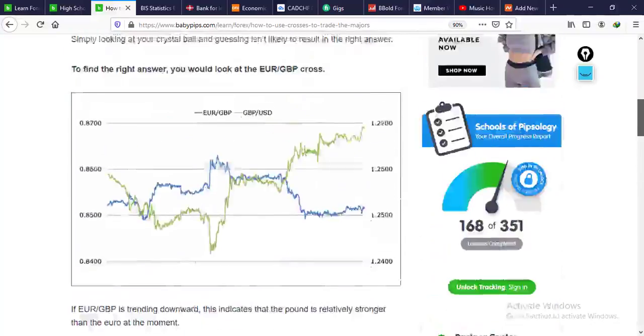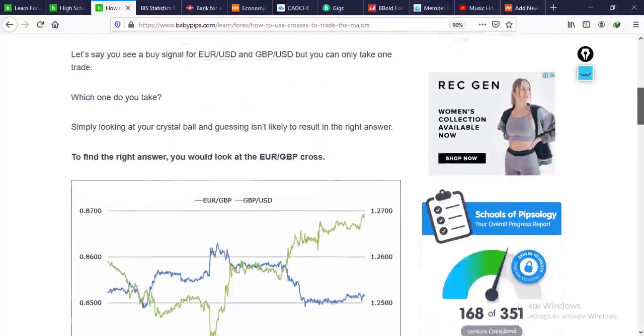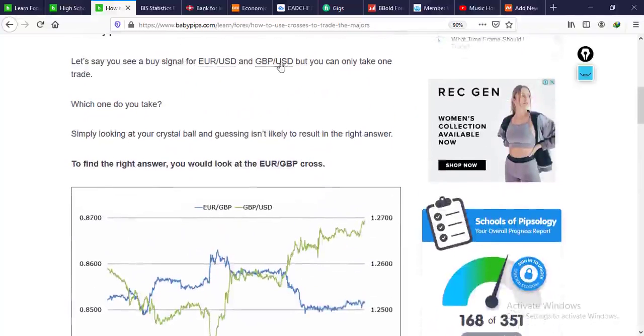Do crosses, okay? So crosses can actually help you. You're looking to buy EU and GU. Just go look at EG. This is the euro, okay, against the US dollar. This is the GBP against the US dollar. You see buy signals here and here. Now you don't know which one to take. How do you know if the euro is actually stronger against the US dollar? And how do you know if the British pound is stronger against the US dollar or is weaker?